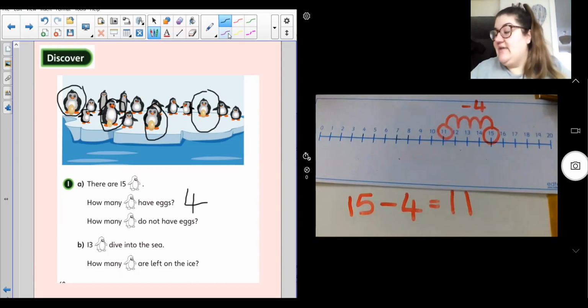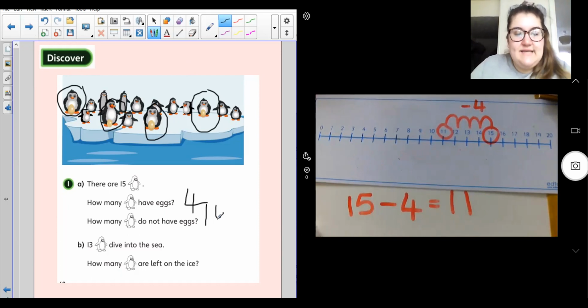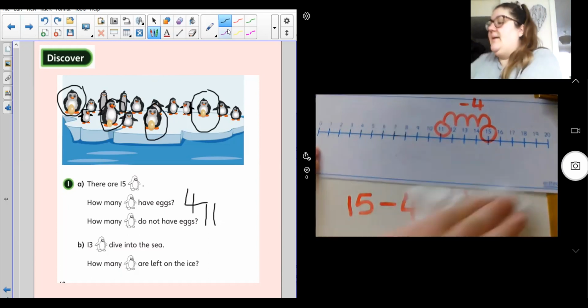And if you do the inverse, and you did 11 add 4, you would get 15. So you can use the inverse to check your answer. So we have completed the second part of the question without having to count all of them. Okay, we've used one of our strategies. Now then, let's look at question B.